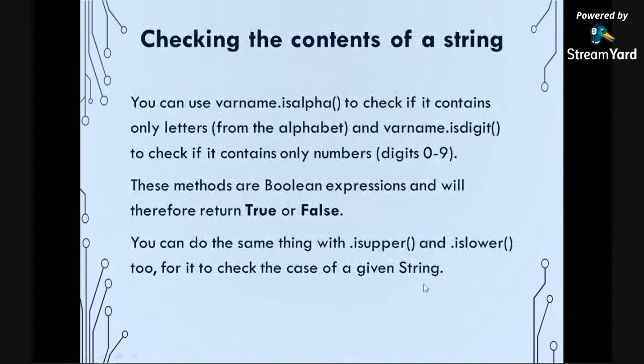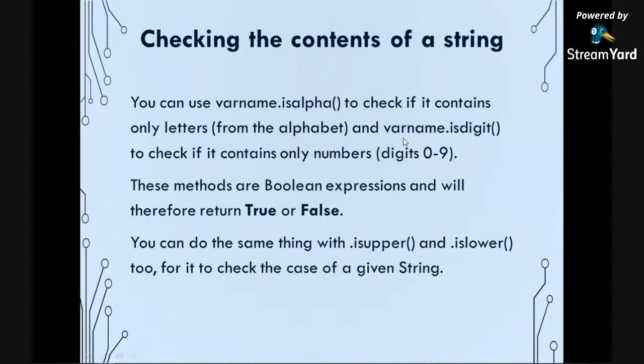Okay, then moving on to checking the contents of a string. Now these give you a Boolean expression, which is either true or false. You can use your variable name dot is alpha to check if it contains only letters. So these are letters from the alphabet in particular. And so they can be uppercase or lowercase, but if it includes characters that aren't from the alphabet, then it will return false. If it contains only letters that are in the alphabet, then it will return true.